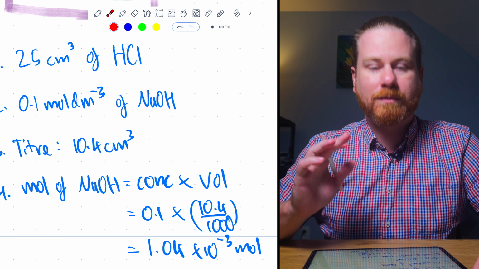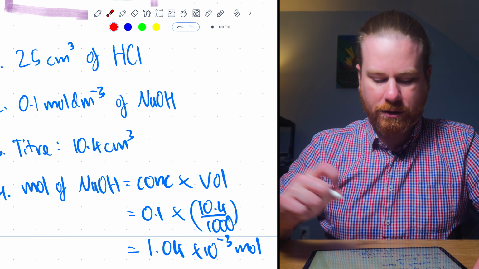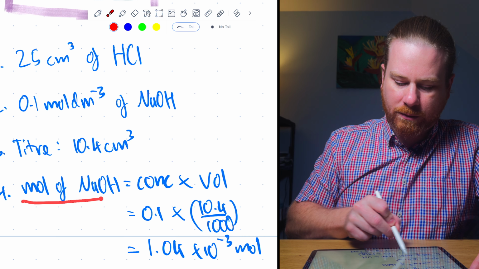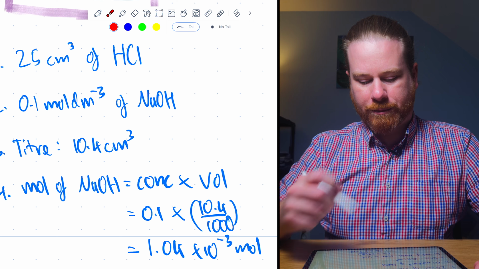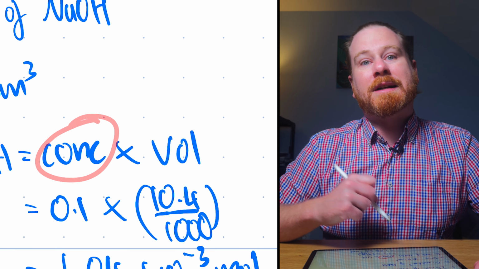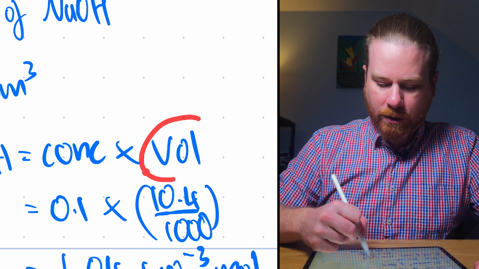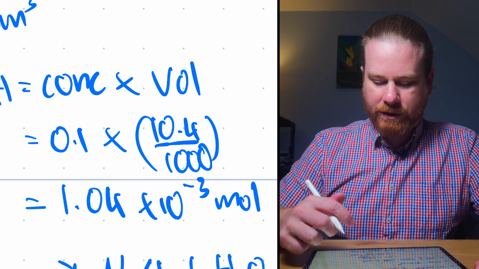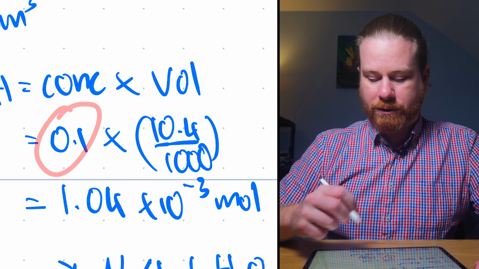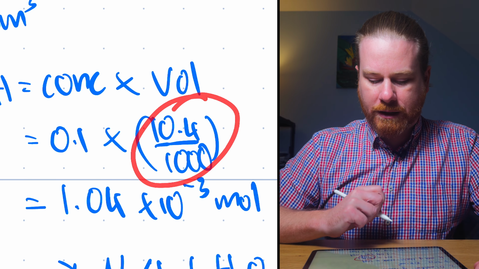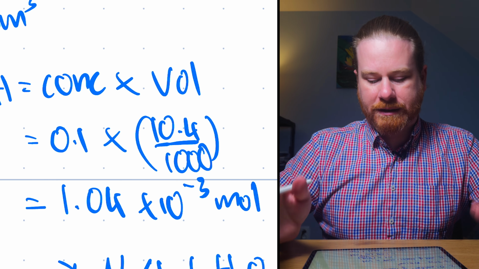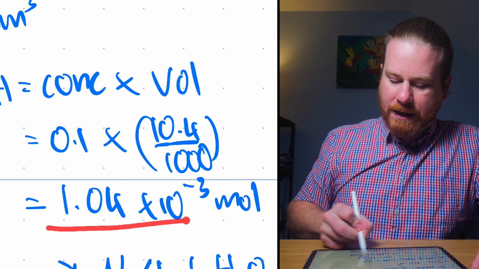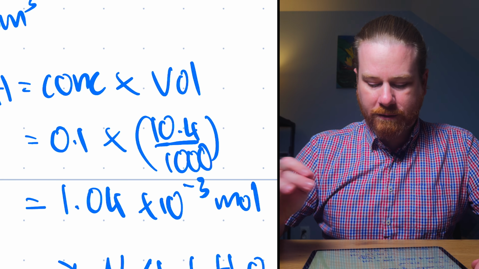So using our equation triangle from before, we can figure out the moles of sodium hydroxide, because it's the concentration times the volume. We know the concentration, and through the experiment we've figured out the volume. So 0.1 is the concentration, and then the volume, 10.4, and then again you divide by 1,000 to get it into decimeters cubed. And now we have the number of moles.